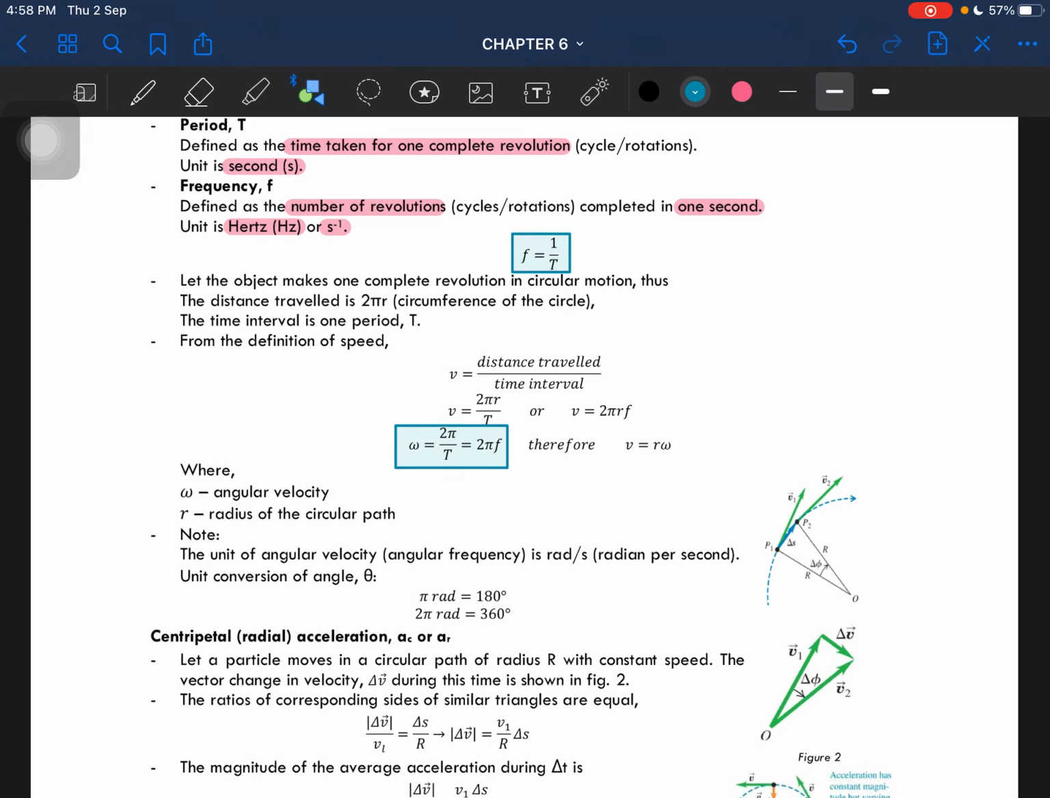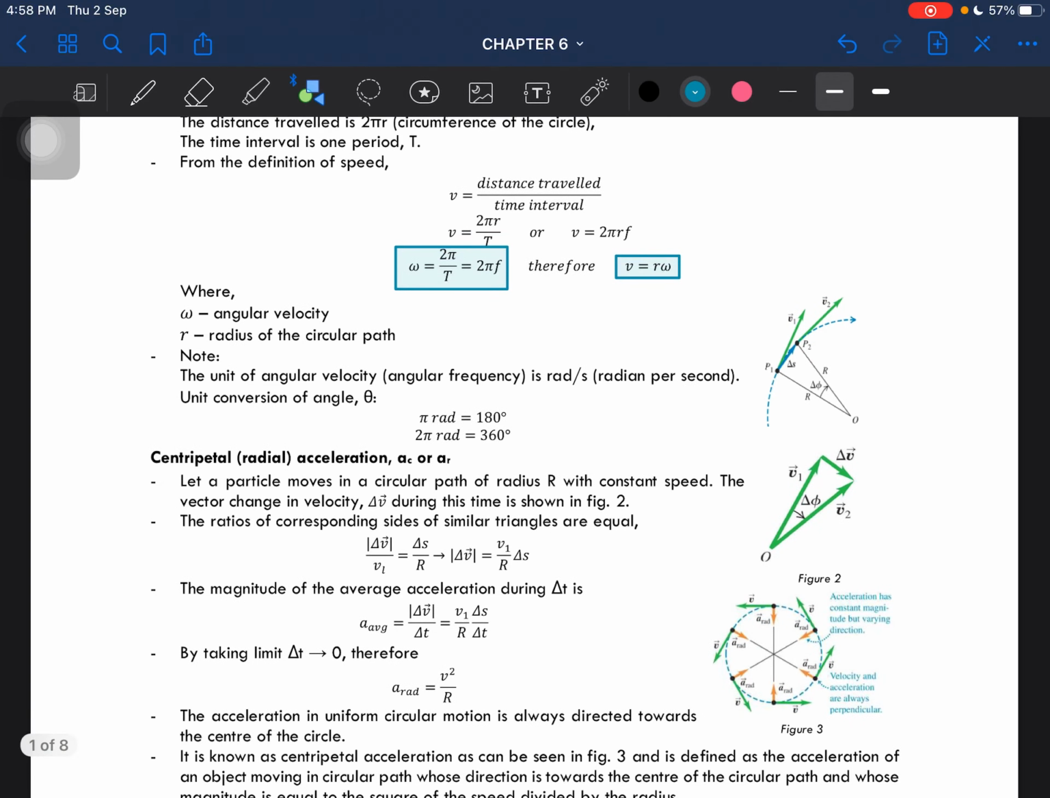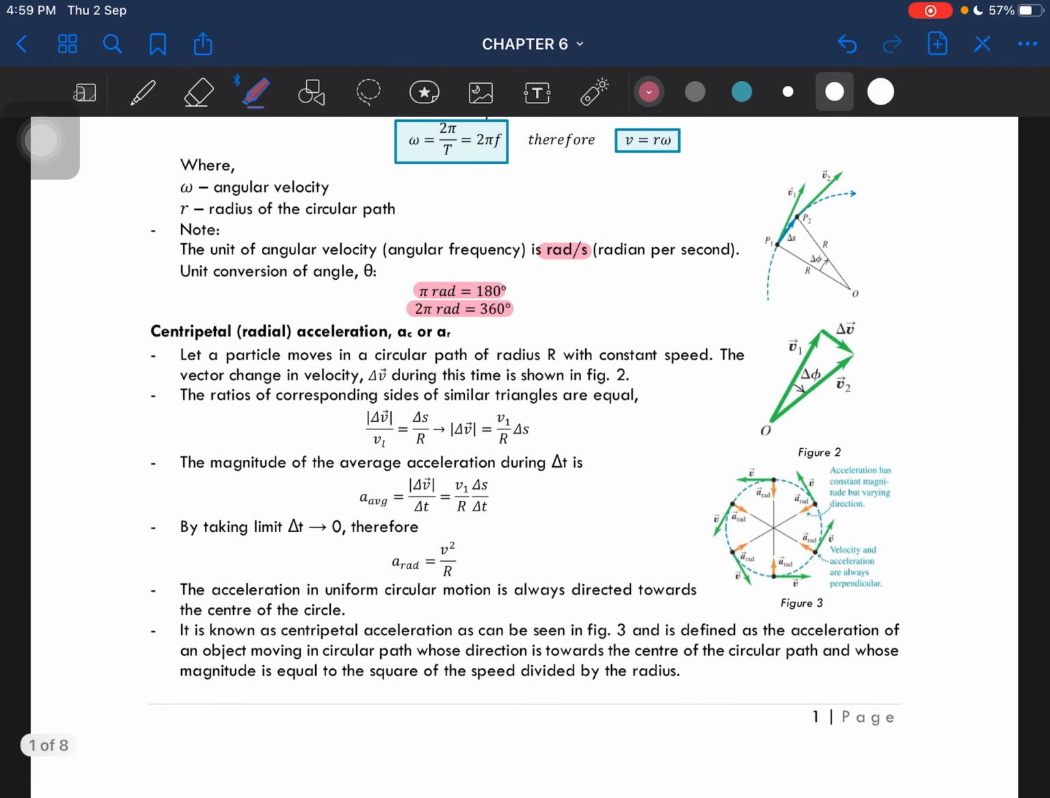Okay, and then to convert the angular velocity into tangential velocity v here, we can just calculate it using this formula, where r is the radius of the circular path. Right, okay, and then the unit for angular velocity is radian per second, in which pi radian is equal to 180 degree. Then 2 pi radian is 360 degree. Okay, so you need to be able to convert the degree into radian, so that you get the SI unit, which is radian per second.